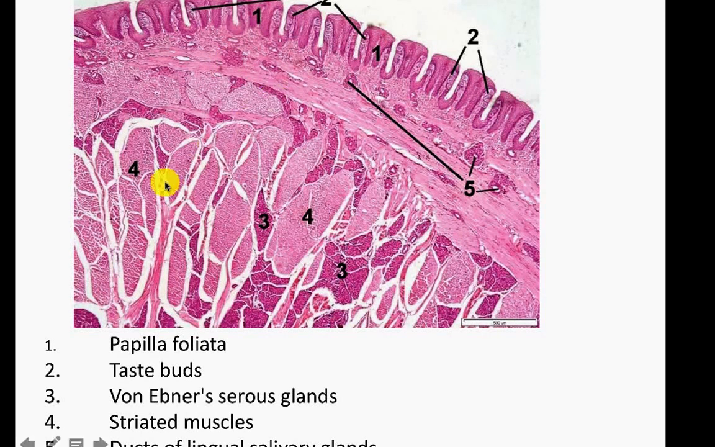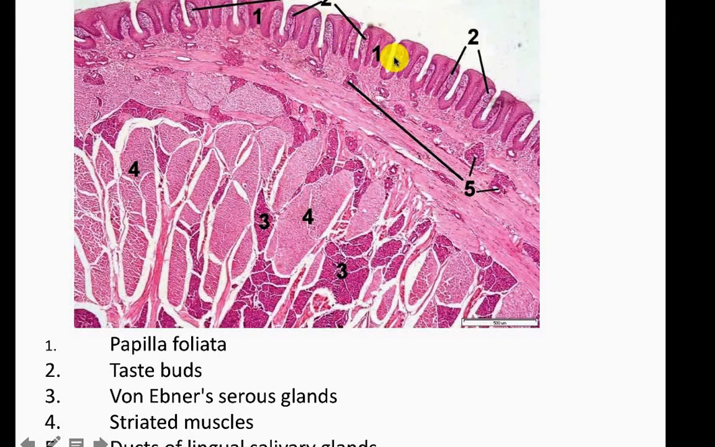And also here we can see the muscles present in the tongue, and we have these serous glands present here also in the tongue of the rabbit. We have serous glands in the tongue of the rabbit. We have here also the striated muscle. The striated muscle is paler in color, and this is dark or blue in color. This is the serous acini.